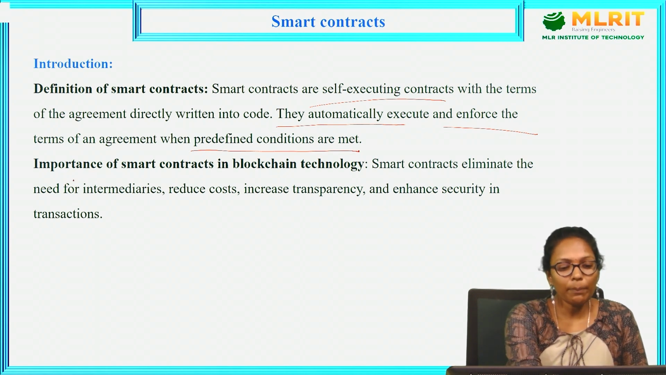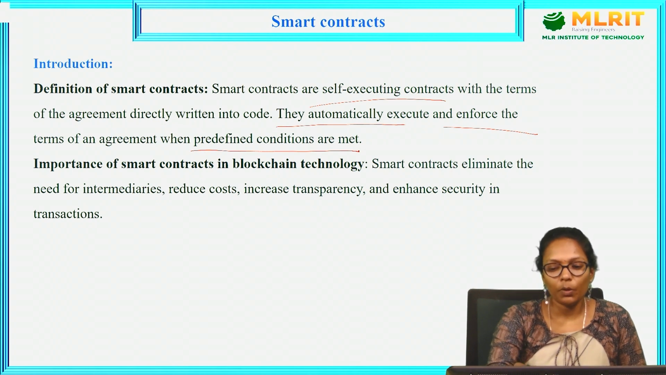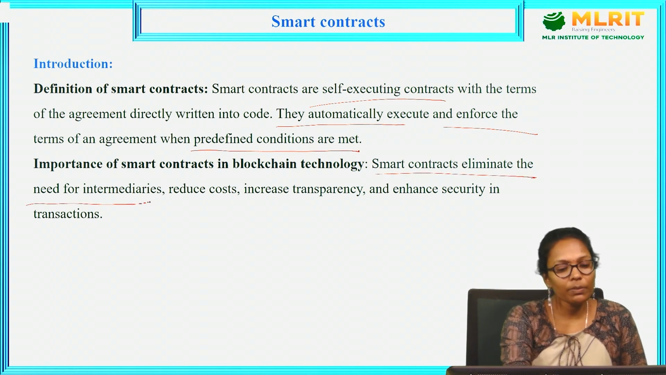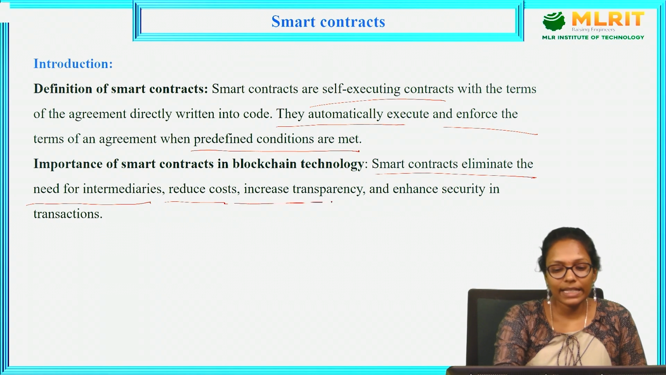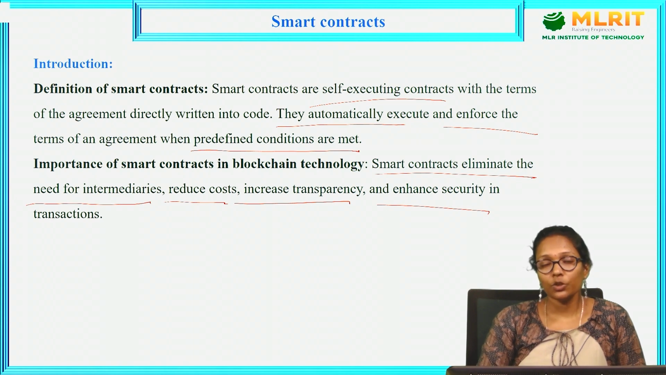Coming to the importance of smart contracts. Why do we need smart contracts in the blockchain? Smart contracts eliminate the need for intermediaries, reduce cost, increase transparency, and enhance the security of the transaction. So we don't need a person here, an intermediary, to execute the contract.